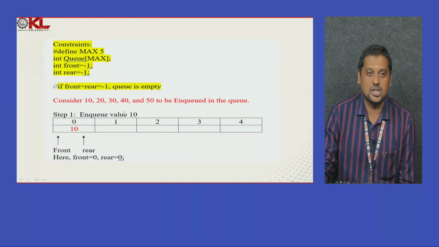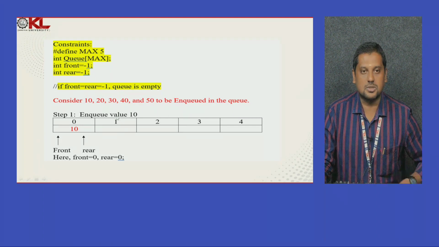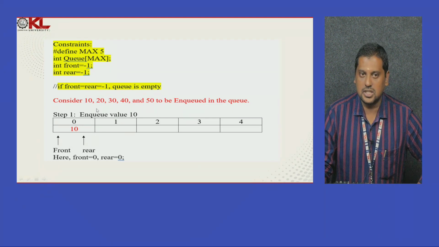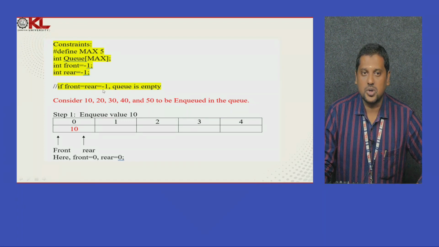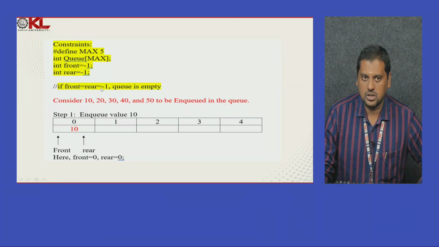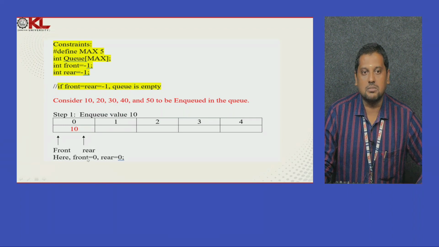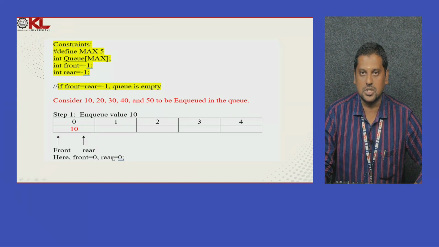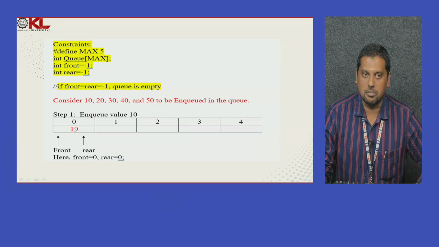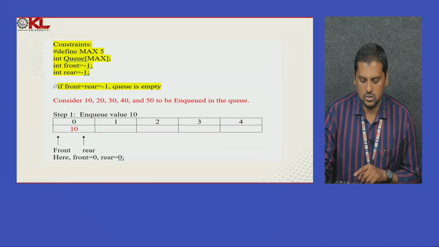For that, what are the steps we have to follow? As I explained in the algorithm before, initially there is no element in the queue, so front and rear are -1. Now I need to enqueue the value 10 into the queue. What do we have to do first? First of all, we increment the front value and rear value by 1, so my front value is 0 and rear value is 0. Once front and rear are pointing to the starting index 0, we enqueue the value 10 into the queue. This is step number 1. Value 10 is enqueued into the queue.